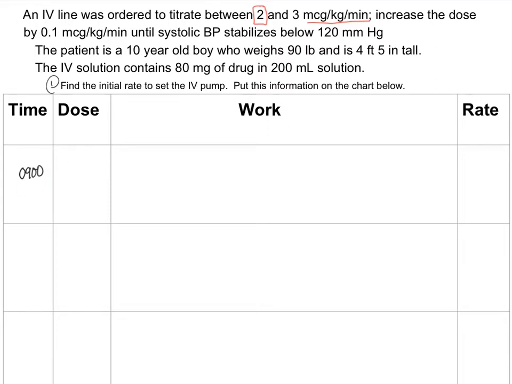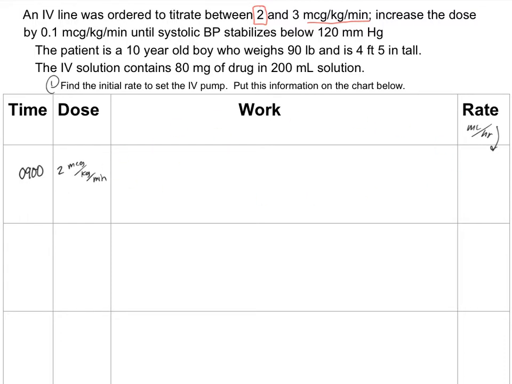I'm going to go ahead and fill out the first line. The time, I just made this up, is 0900. The initial dose that the patient is set to receive: we are not told to start at such and such, which means we should assume we'll start at the minimum value. The minimum dose that a patient would receive would be 2 micrograms per kilogram per minute. And what we need to figure out is what rate in milliliters per hour we should set the pump to. So this is very much like a critical care situation that we saw in some previous videos in this module.